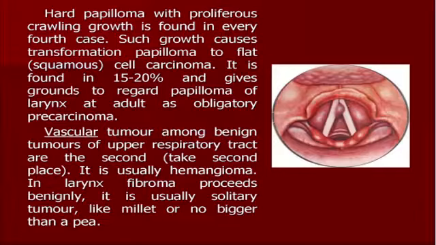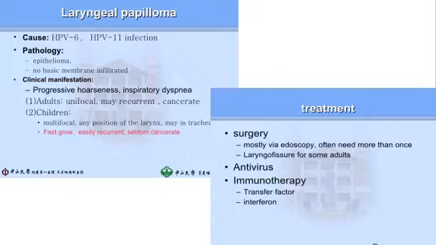The vascular tumors among benign tumors of the upper respiratory tract are the second. It is usually hemangioma. In the larynx, fibroma proceeds benignly. It is usually a solitary tumor like a millet seed or no bigger than a pear.